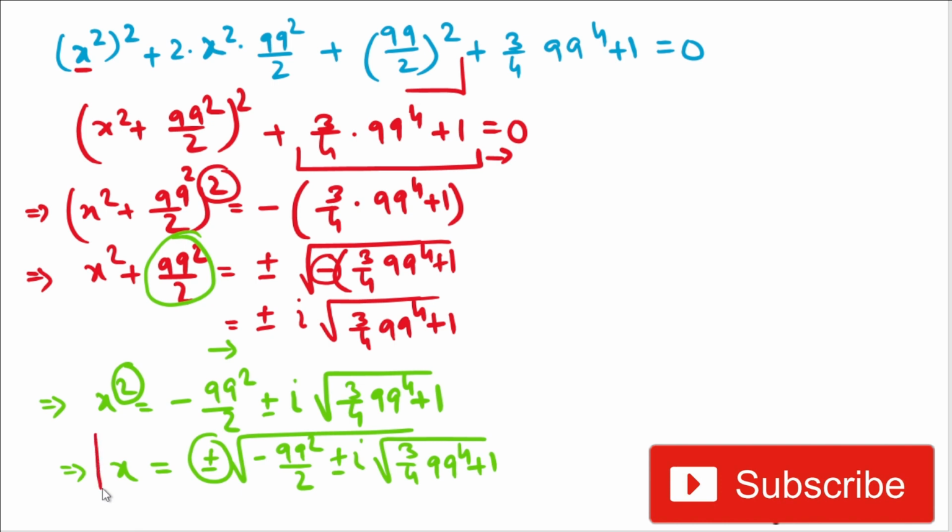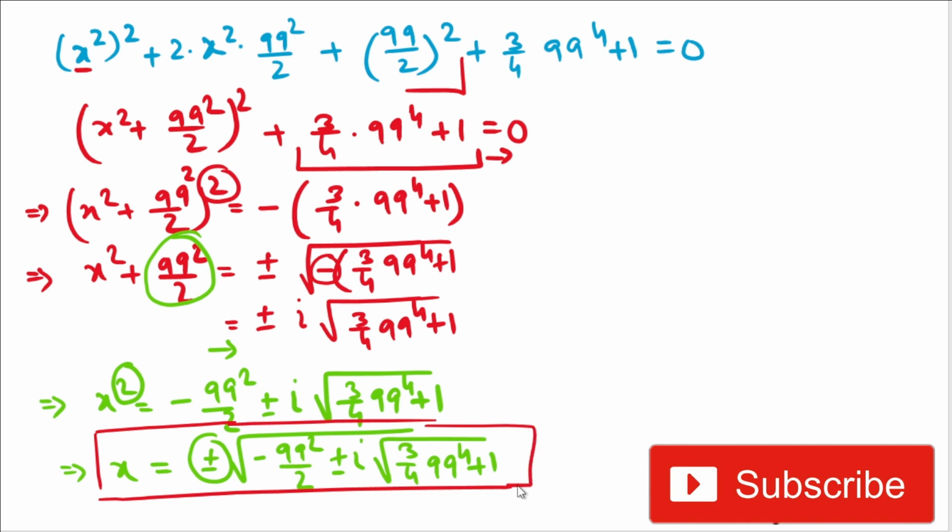Now from here we have calculated 4 values of x. So here 2 values from plus minus, and here also from plus minus 2 values. So total 4 values from here, and 2 values from before. So we have calculated 6 values of x. So friends, these are the values of x.